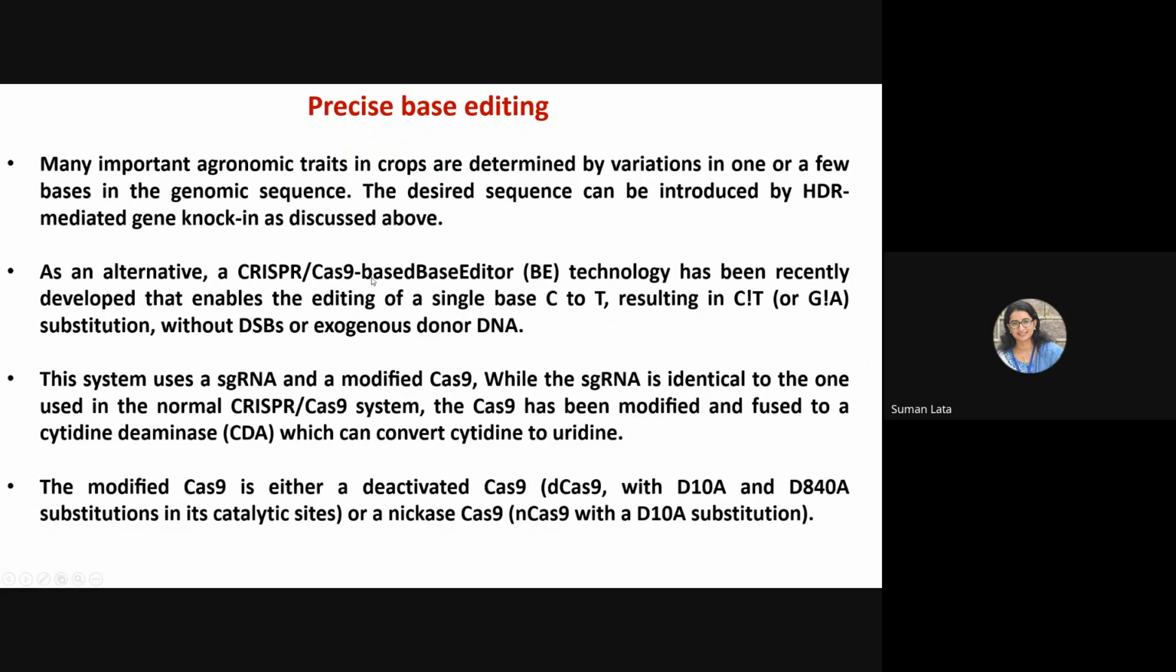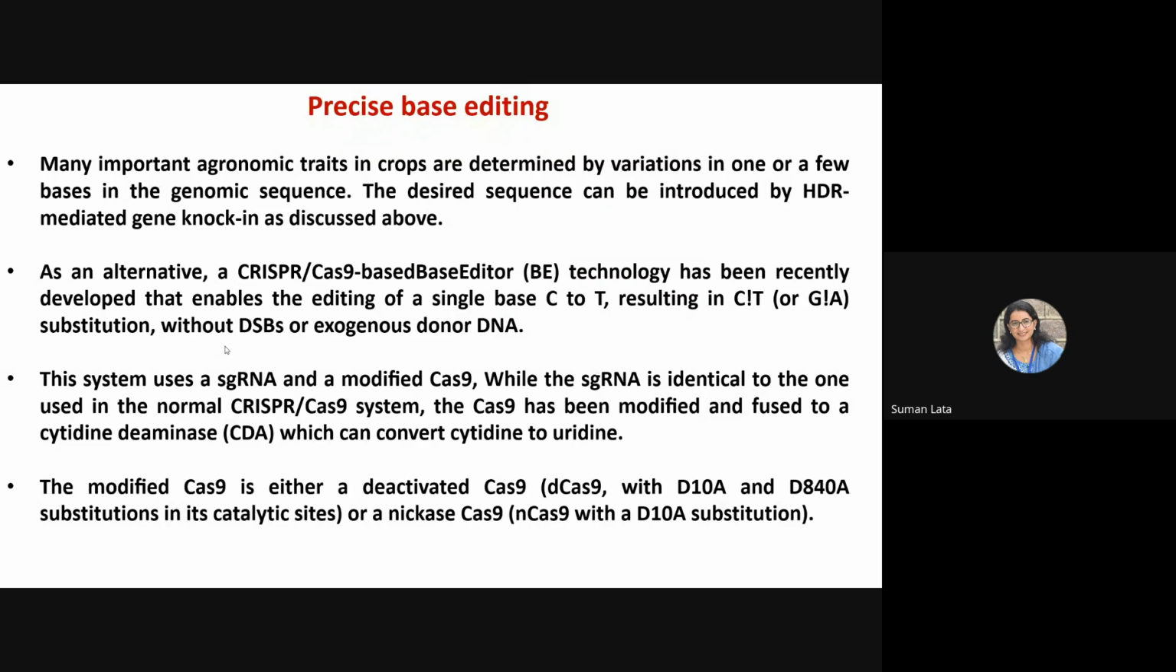This CRISPR-Cas9 base editor technology, recently developed, allows the editing of a single base, C to T. So a single base can be edited, which results in C to T or G to A substitutions. Without double-stranded breaks or exogenous donor DNA, a single base can be edited.